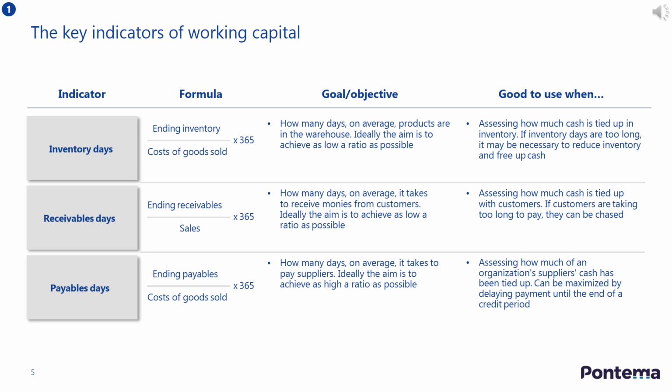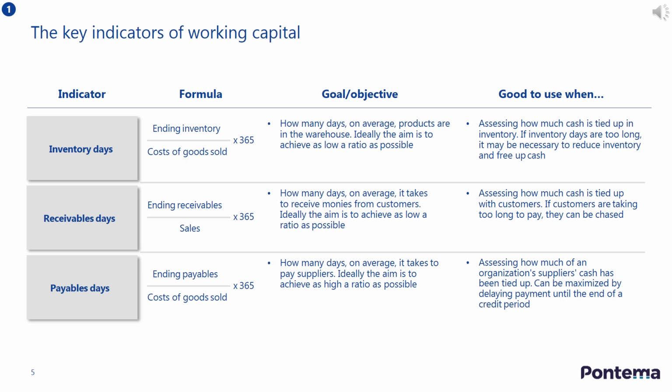Next up are the key indicators of working capital. Firstly, inventory days measure how many days on average an organization's products are in the warehouse and assesses how much cash is tied up in inventory. Ideally, this ratio needs to be relatively low, but driving them down too low may be detrimental, as the holding of inventory may play a significant role in attracting customers. If inventory days are too long, it may be necessary to reduce inventory and free up cash. The key is to strike the right balance.